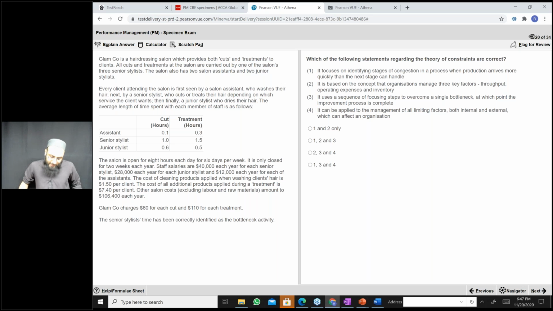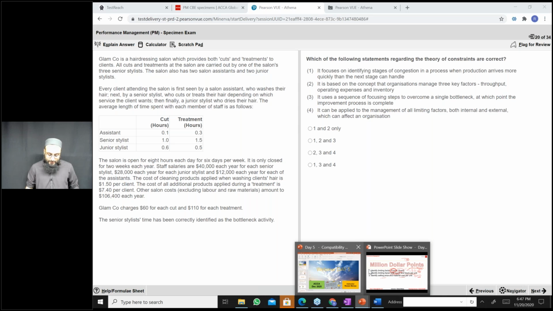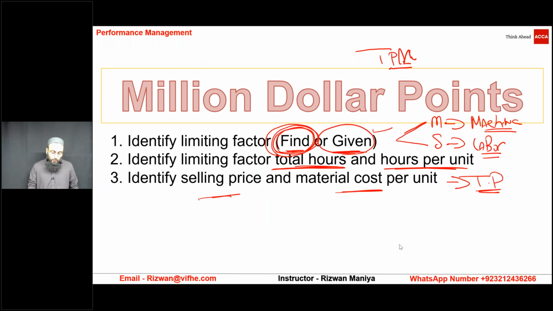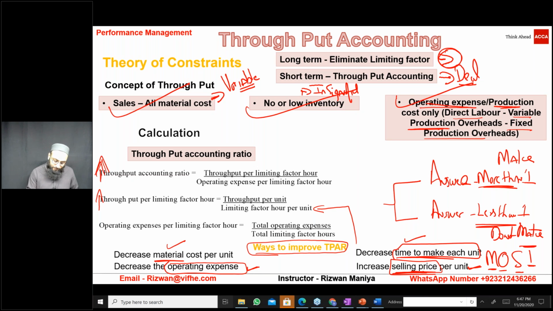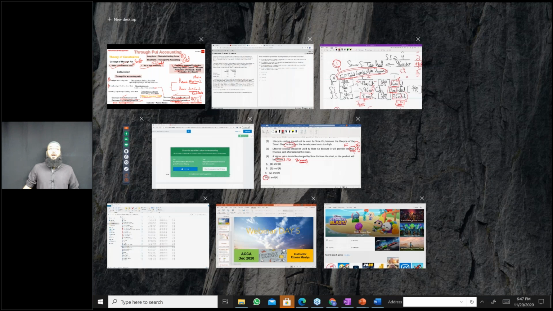Okay. Second, it is based on the concept that organizations manage three factors: throughput, operating expense, and inventory. So yes, there's no doubt about this one. See, throughput, operating expenses, and inventory. Simple. So this is right.